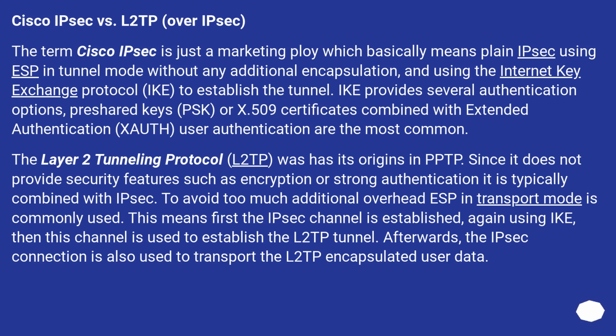The Layer 2 Tunneling Protocol, L2TP, has its origins in PPTP. Since it does not provide security features such as encryption or strong authentication, it is typically combined with IPsec. To avoid too much additional overhead, ESP and transport mode is commonly used. This means first the IPsec channel is established, again using IKE, then this channel is used to establish the L2TP tunnel. Afterwards, the IPsec connection is also used to transport the L2TP encapsulated user data.